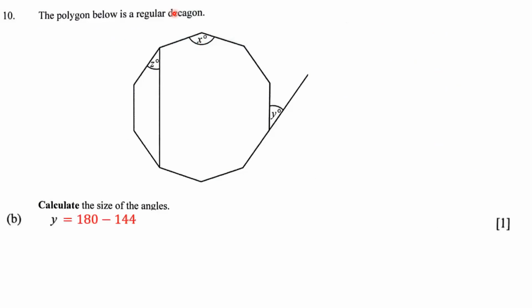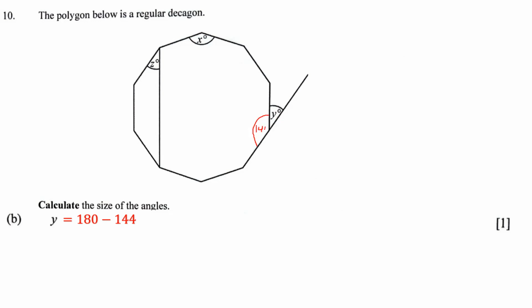Here we see they want us to calculate the size of angle Y. Well, angle Y is an exterior angle, and we know that in order to find the exterior angle, we have to take the interior angle and subtract it from 180. Because if you look carefully, we have the interior angle here. The interior angle right here is going to be equal to 144.